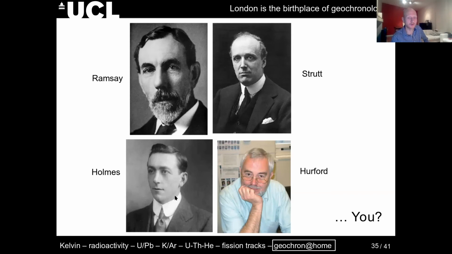Strutt's student, Arthur Holmes, carried out the first uranium lead dates in the 1920s. At the tender age of 23, he dated a Devonian rock from Norway at 340 million years. Really paradigm shifting stuff that gave us more reliable estimates for the age of the Earth. He published numerous books on the age of the Earth. And then Tony Hurford was my predecessor at UCL. He's one of the founding fathers of modern fission track thermochronology. So if you think of becoming a geochronologist, London, I would tell you, is the place to come.